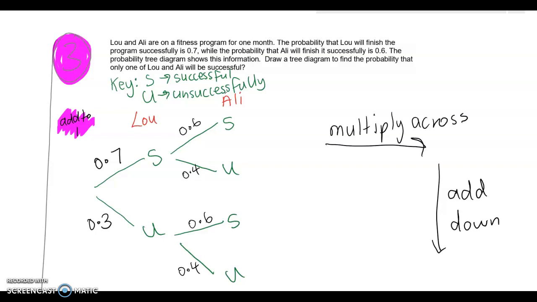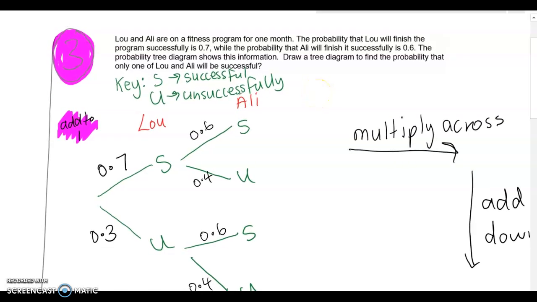So I think the tricky thing here was we're used to drawing our diagrams with picking things out of hats, or previously looking at different blood types. The difference here, and it's probably in the last part of the last sentence, is draw a tree diagram to find the probability that only one of Lou and Ali is successful. So we need to have Lou as one part of our tree and Ali as the other. And we need to pop successful and unsuccessful in our tree.